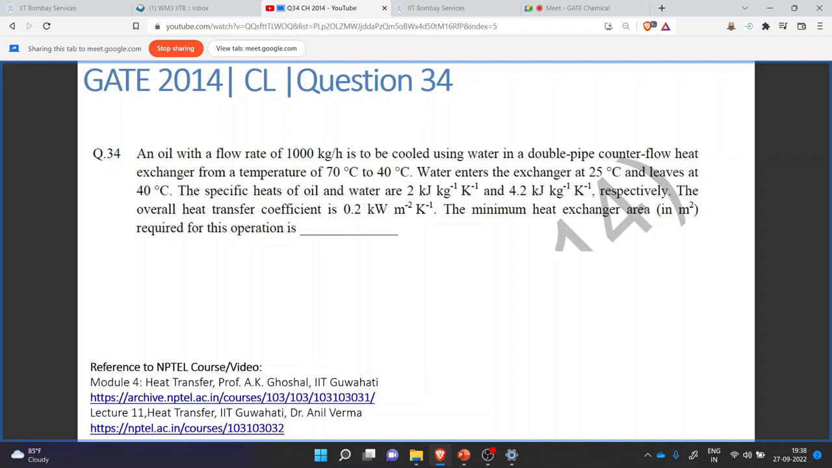The specific heats of oil and water are 2 kJ per kg Kelvin and 4.2 kJ per kg Kelvin. The overall heat transfer coefficient is 0.2 kilowatt per meter squared per Kelvin. The minimum heat exchanger area required for this operation is dash. So, given a double pipe heat exchanger, we have to find the heat exchanger area.